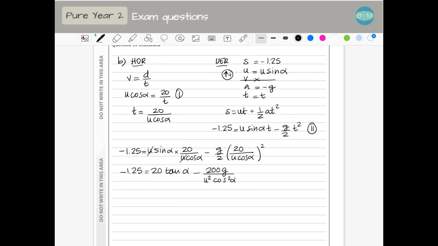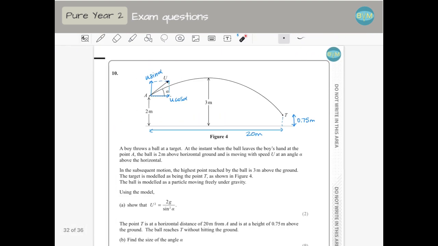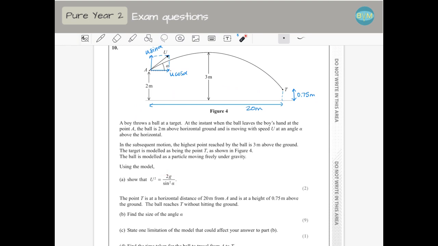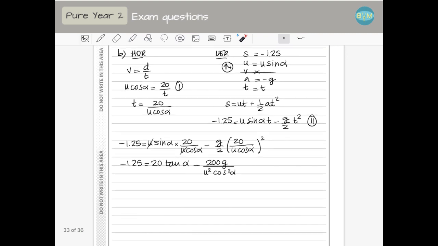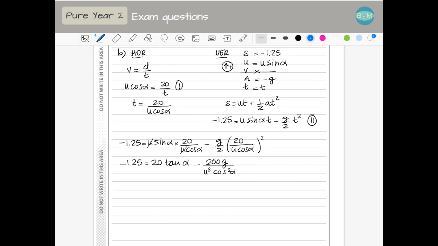But I know what u squared is. I have an expression for u squared, which is this one. So I'm going to use it. Even if you're not able to deduce it, you can use it. So 2g divided by sine squared. So this bit here, I'm going to copy the whole thing again. So minus 1.25 is 20 tan minus 200g. And instead of u squared, I have 2g divided by sine squared alpha times cos squared alpha.